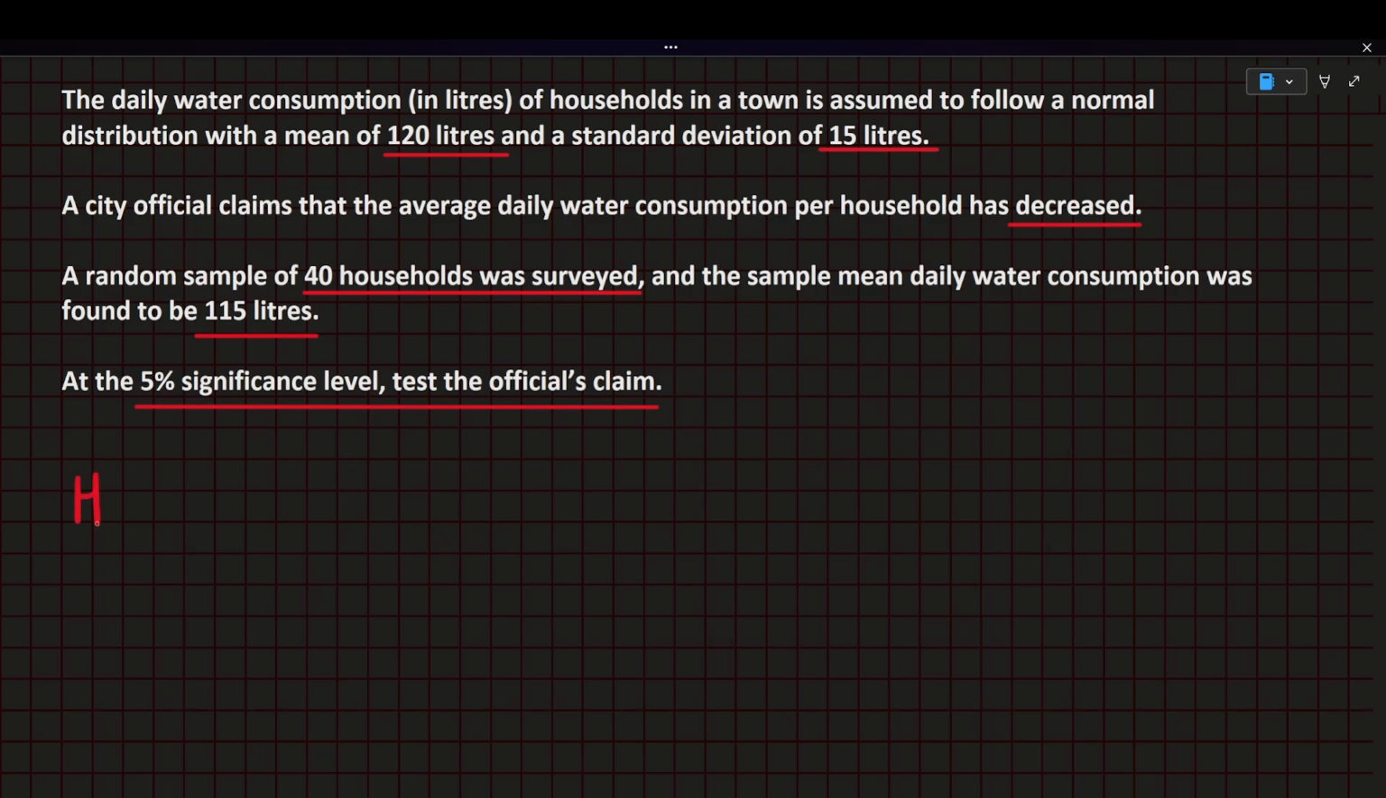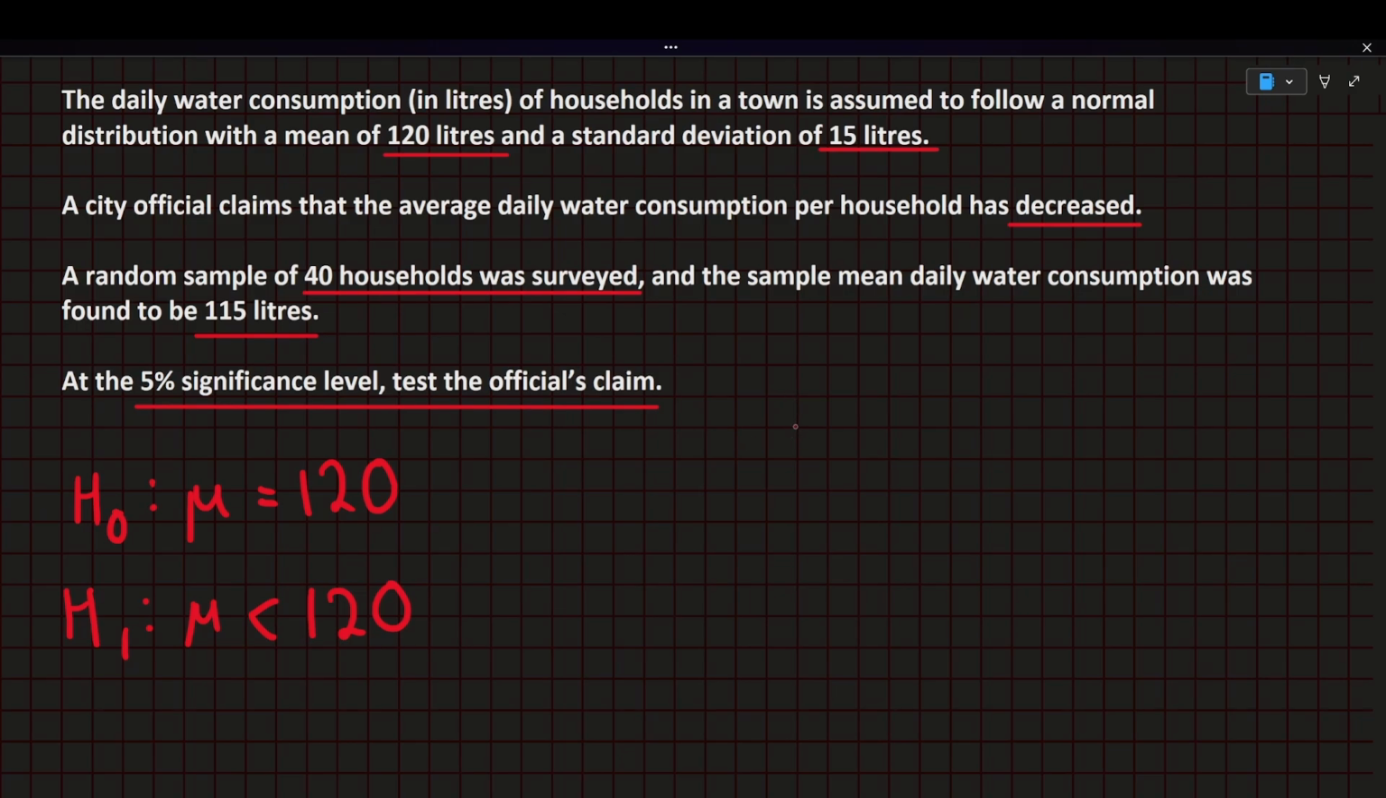So our null hypothesis is that our mean is 120 litres. Actually, I'll just write 120. And our alternative hypothesis is that this has reduced, or has decreased. So our mean is less than 120 litres.